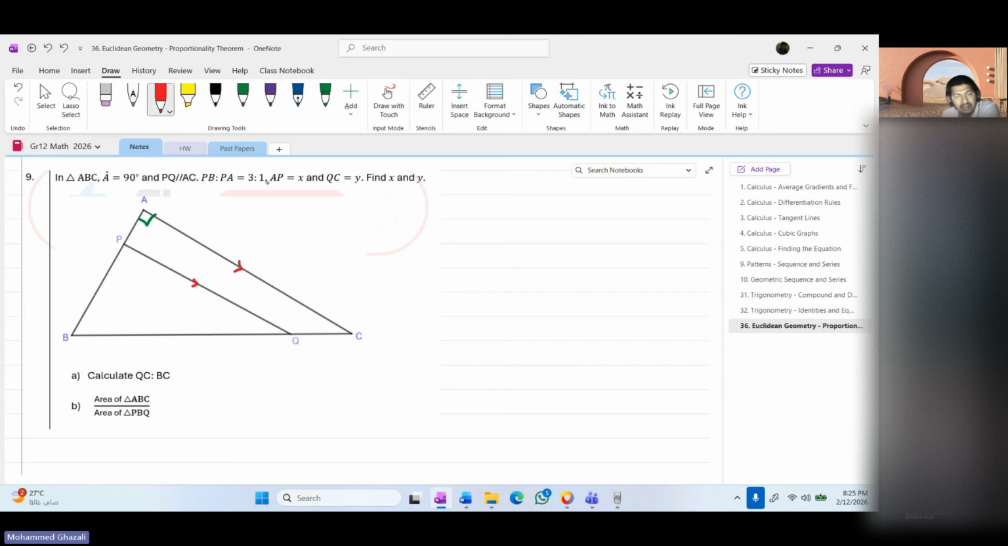PB to PA is 3:1. So 3x is to 1x. AP is equal to x. They're telling us AP is x, so I already made it 1x to 3x. QC is y. Find x and y. I think there's something missing here.